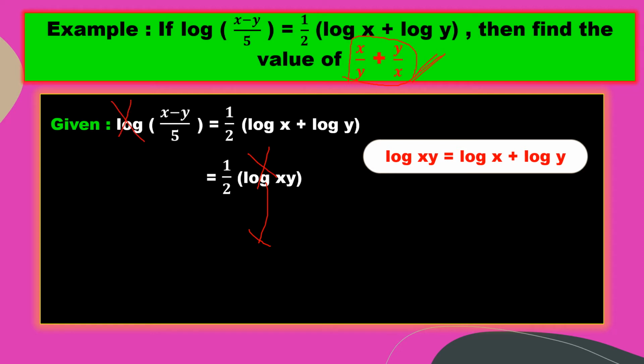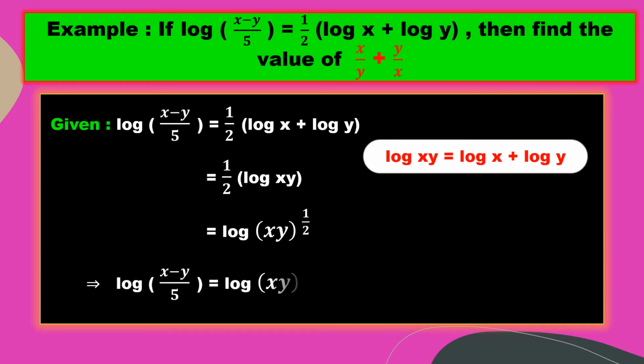To remove the log, here the log is at the start on both sides; when it is at the start, only then can we cancel both the logs. So to cancel the logs I should send this one as the power of xy. So log of xy power 1 by 2. Whenever power 1 by 2 is on any number, we can write it as root x. Power 1 by 2 is nothing but the square root. So log of (x minus y by 5) equals log of xy power 1 by 2.